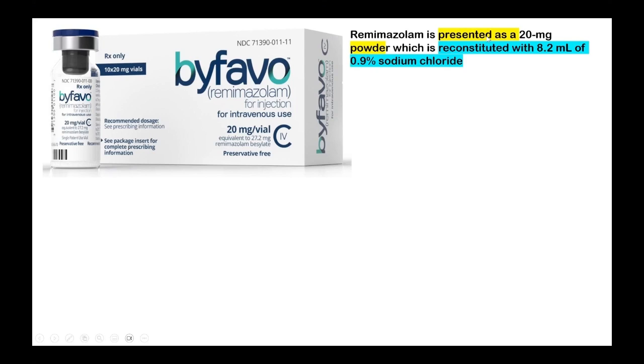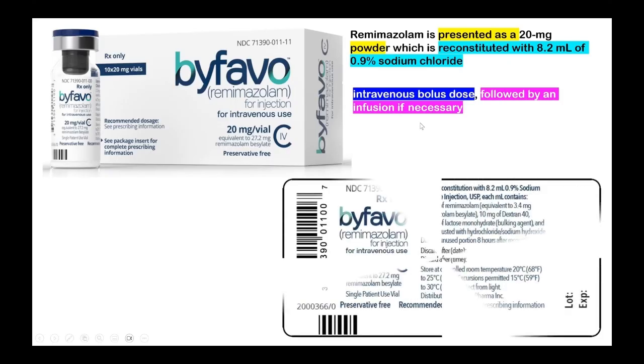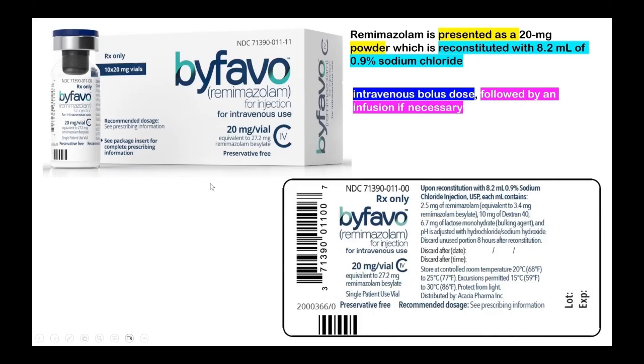It is presented as a 20 milligram powder, which is reconstituted with 8.2 ml of 0.9% sodium chloride solution. That is normal saline. Only 8.2 ml to be added. The route of administration is an intravenous bolus dose followed by an infusion if necessary. You can see on the carton itself, you have to use 8.2 ml of 0.9% sodium chloride.